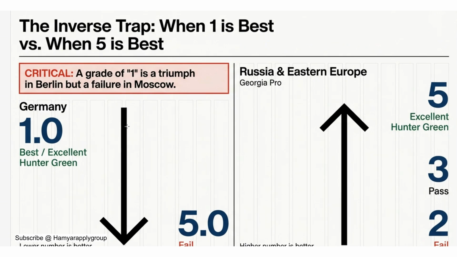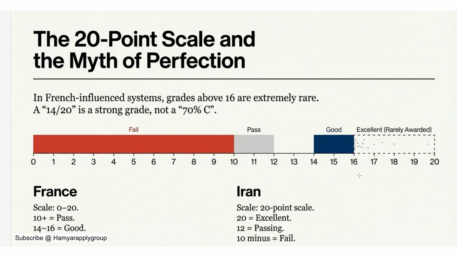In Europe, 1 is the best or excellent performance, and 5 is the failing mark. In Russia, it's different. 5 means excellent, and 2 is for the failing mark. In France and Iran, the scale is from 0 to 20. From 16 to 20 is excellent, 14 to 16 is good, 10 to 12 is passing, and lower than 10 means the failing mark.